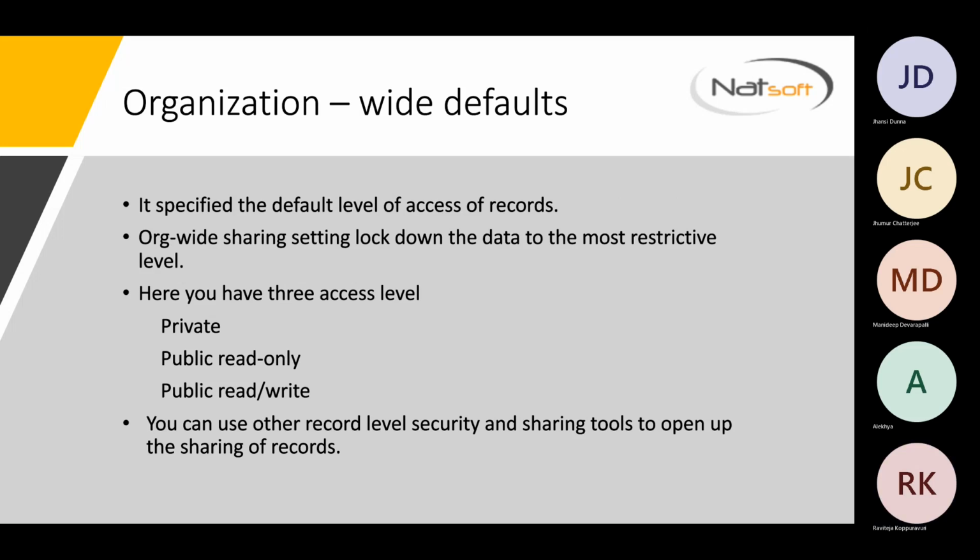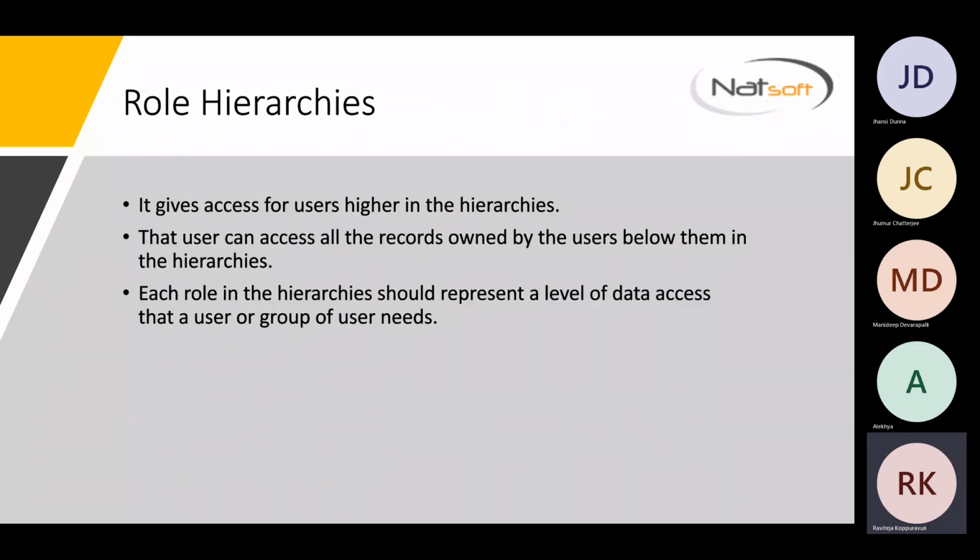Organization wide defaults specify the default level of access to records. Organization wide sharing settings lock down the data to the most restrictive level. Here you have three access levels: private, public read only, public read or write. You can use other record level security and sharing tools to open up the sharing of records.